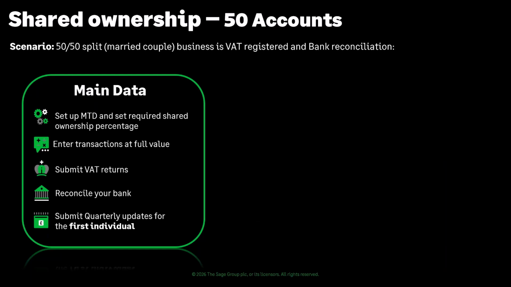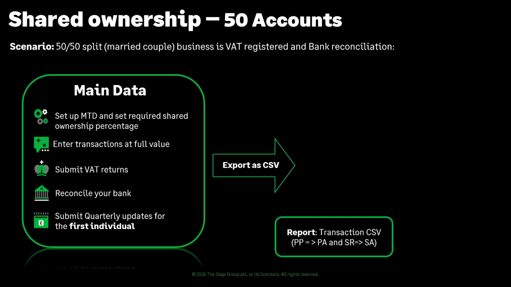When you come to set up MTD, you would need to set the required shared percentage to 50%. So when the quarterly update is calculated, it knows to half those values for the submission of the first individual. For the second individual, you would then export those transactions using the transaction CSV report, but specifically the one where it turns your purchase payments and your sales receipts into payments on account, so that you can allocate them in the other company.